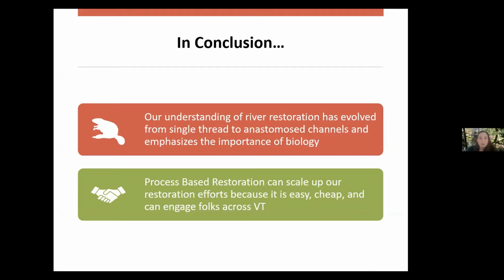And just in conclusion, our understanding of river restoration has evolved from single thread to anastomosed channels and emphasizes the importance of biology. We need that biologic input that creates roughness, slows water, connects the river to its floodplain, and supports biodiversity. And process-based restoration can scale up our restoration efforts because it's easy, cheap, and can engage folks across Vermont. We can deploy PBR at a suite of sites and do it for a really low cost. And more than that, anyone can do it.